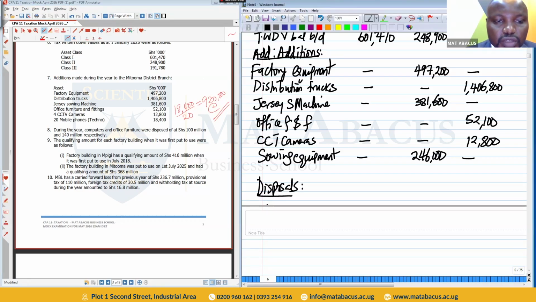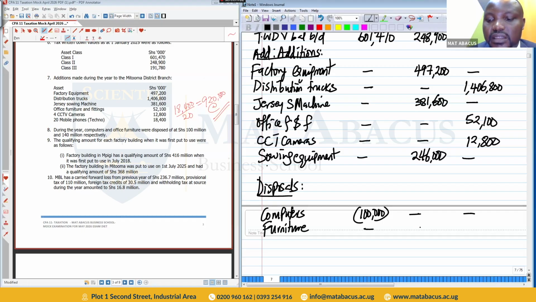So under the disposals, we have computers. Like I told you, computers are in class 1, which is 100 million. So this will reduce the amount of money we have there. Then there is nothing in class 2 or class 3 for computers. Then we also have furniture. Furniture is in class 3. So they disposed of 140,000. Okay, so that's all for the assets.